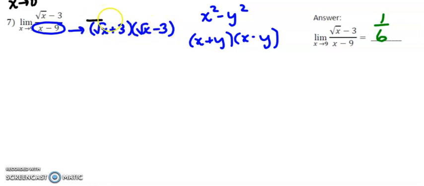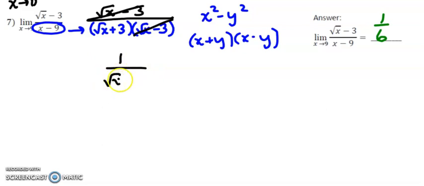So now, if we compare that with the top, square root of x minus 3, these are going to cancel. I get 1 over the square root of x plus 3, which is exactly what I ended up with after I did all of my conjugate work. So if you see this as a factoring situation, a difference of 2 squares, you can.